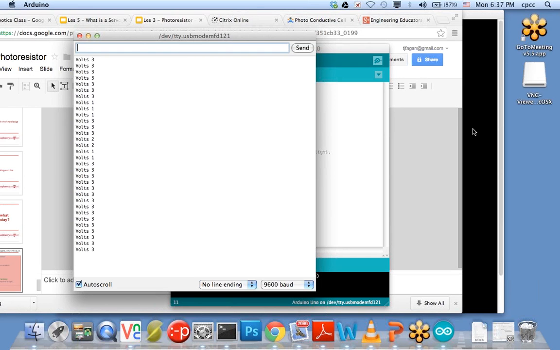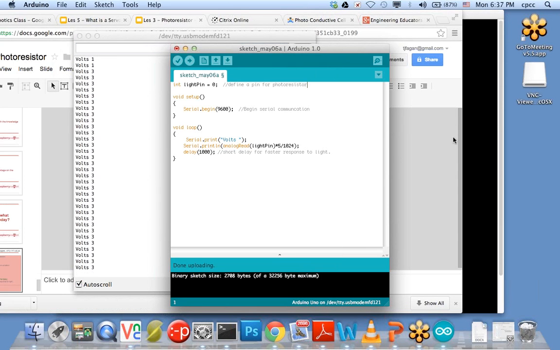So I want to upload that. Once it's uploading, this actually tells how many volts in integer form. Remember, these are integers. So right now it's 3. If I cover it, it goes down to 1. If I let go and let light shine in, it's 3. I cover it again, it's down to 2. I go more closely to it, it's 1. So yes, there are many things to do with it.